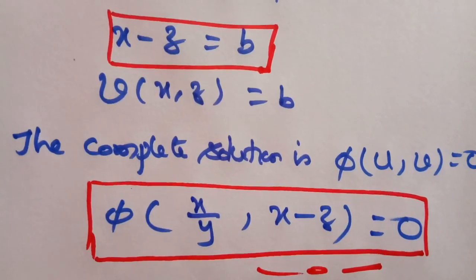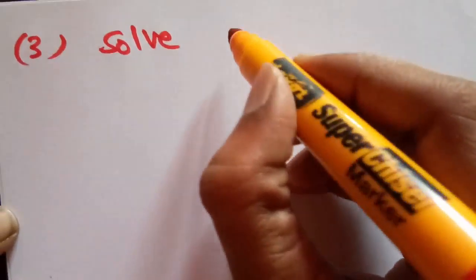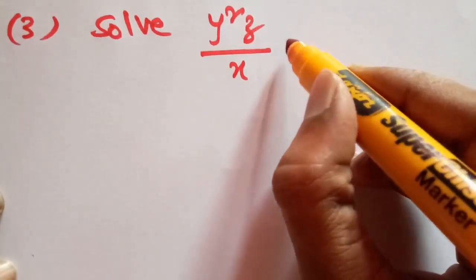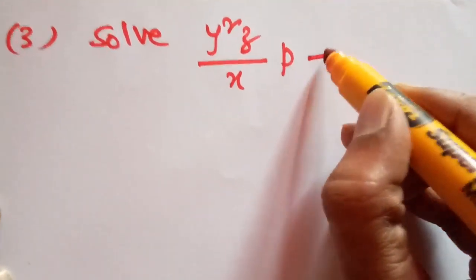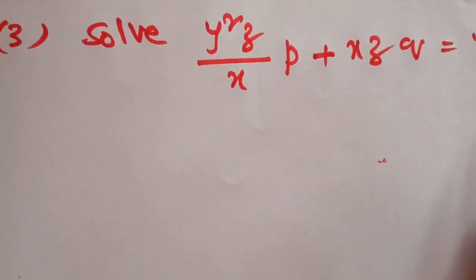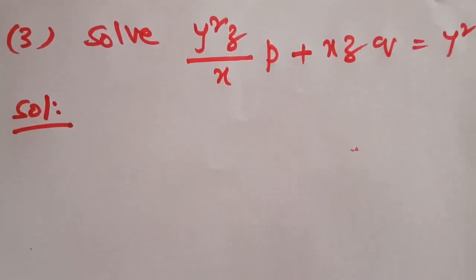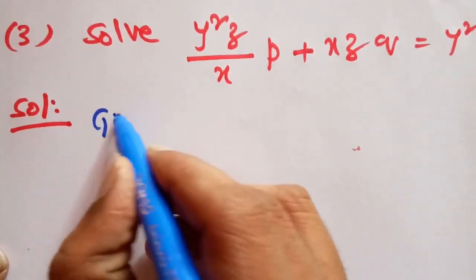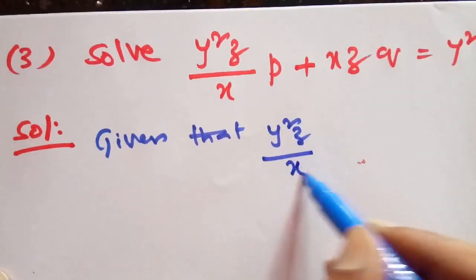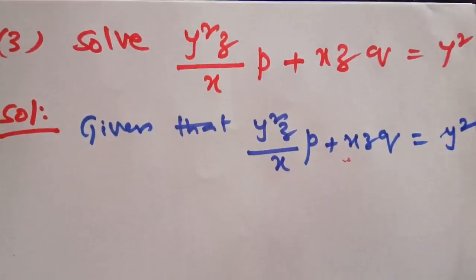Next, problem number 3. Third one, solve y square z by x into p plus xz into q is equal to y square. First, write down the given equation. Given that y square z by x into p plus xz into q is equal to y square.